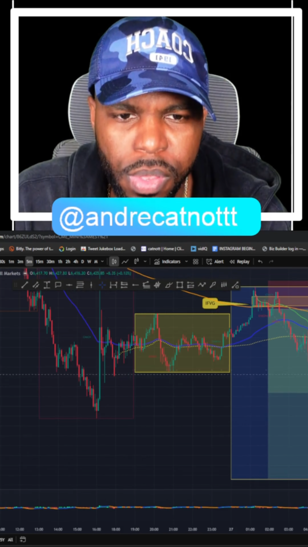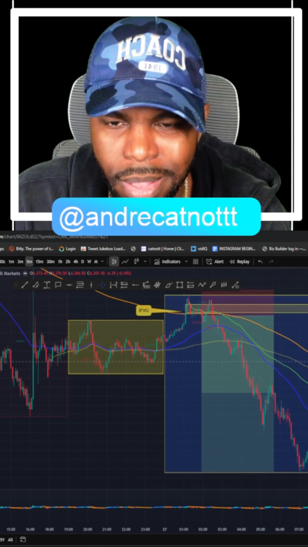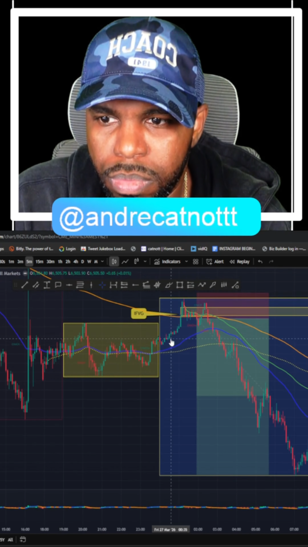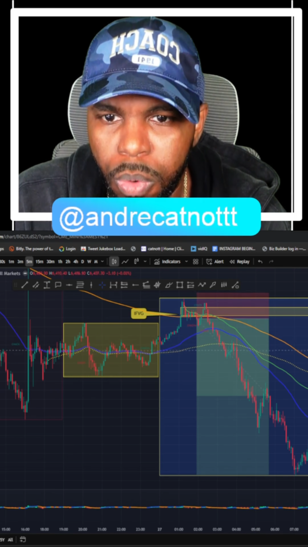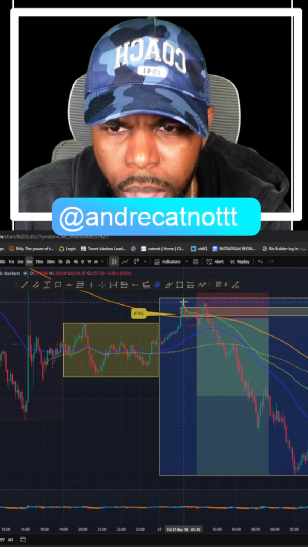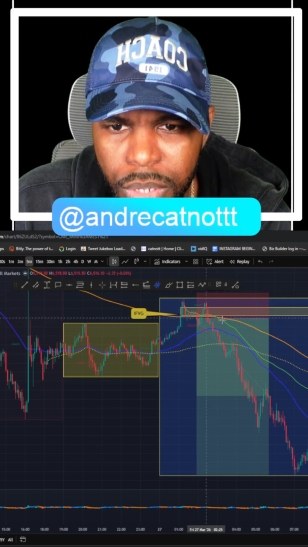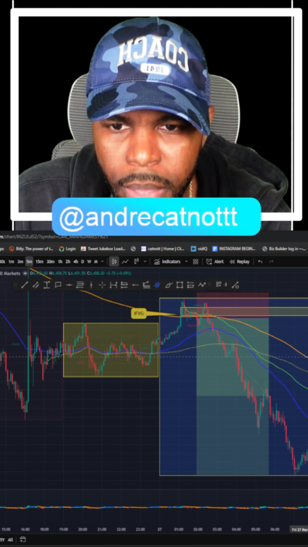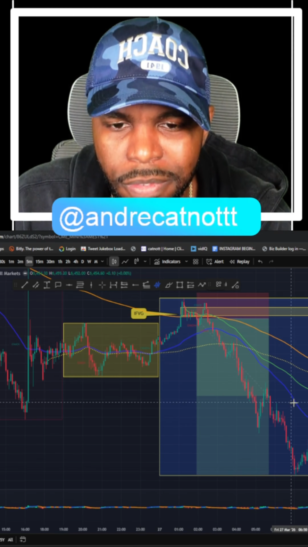And just to show you guys before I go to the 4 hour and higher time frames, if you guys wanted to know when to hold the trade, what you can do is use a tool called Anchor VWAP here. You see this yellow line right here? This is called the 200 EMA. And this blue line right here is the 50 EMA.